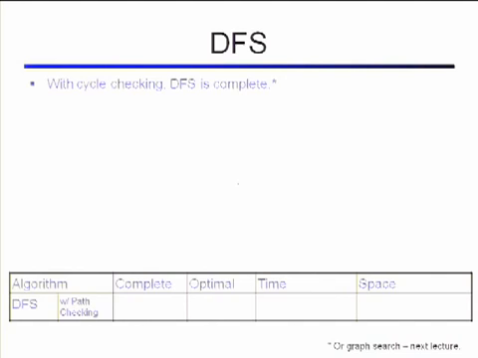Now you might ask, why would you do this instead of graph search, which we'll learn next time? The answer is it's much more memory efficient, but you probably won't do it anyway. In any case, with cycle checking, depth-first search becomes complete. Also with graph search, it becomes complete.